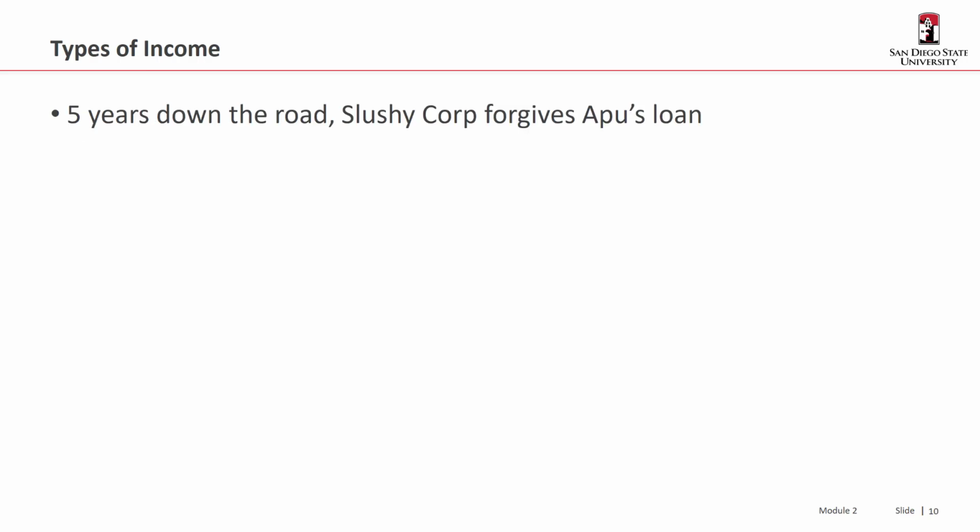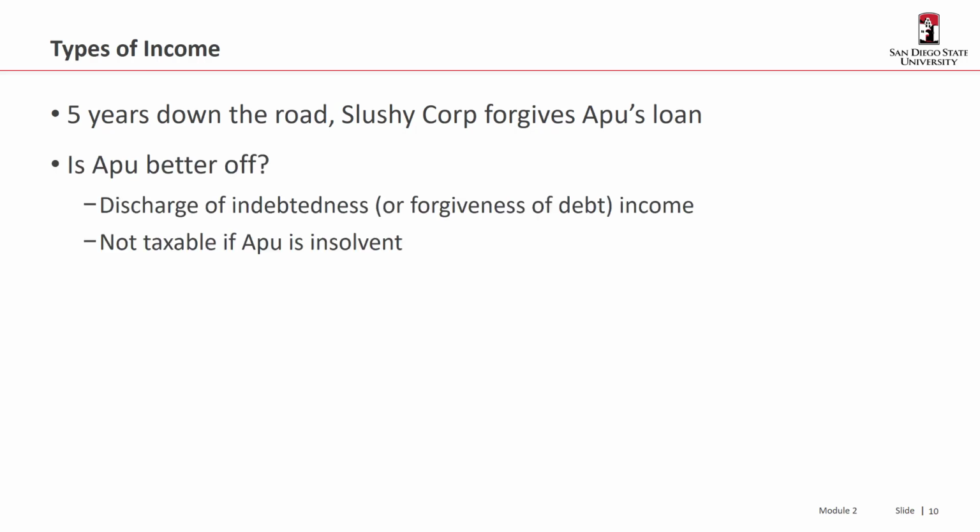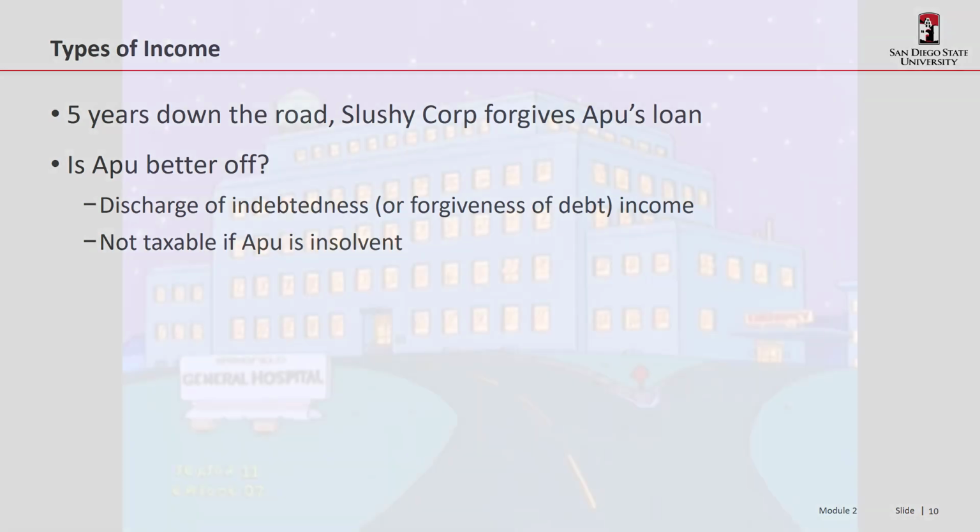Okay, so let's say that 5 years down the road, Slushy Corp forgives Apu's loan. Is Apu better off? Well, clearly, when someone forgives $50,000 of your debt, you are better off. And as a result, discharge of indebtedness or forgiveness of debt is treated as taxable income. Now, the IRS rules permit that to be excluded if the taxpayer is insolvent. Insolvent means their liabilities exceed their assets.